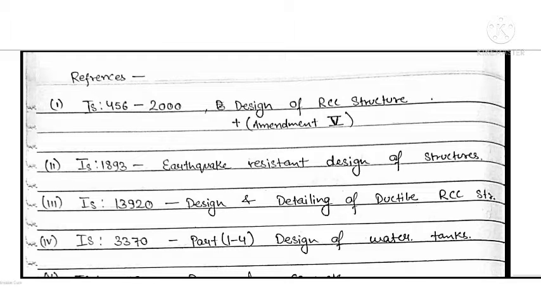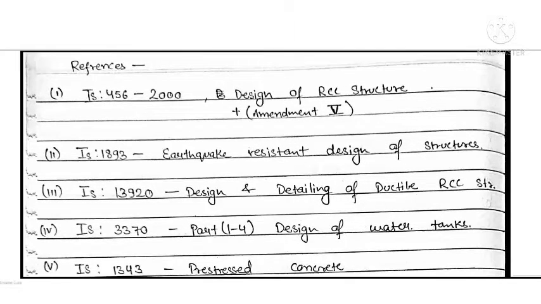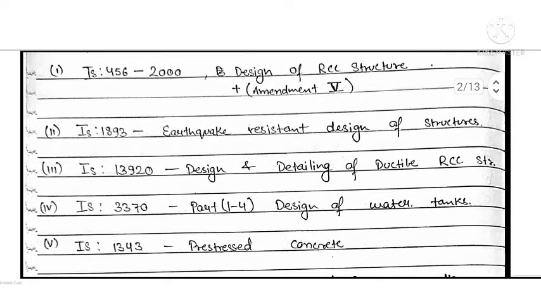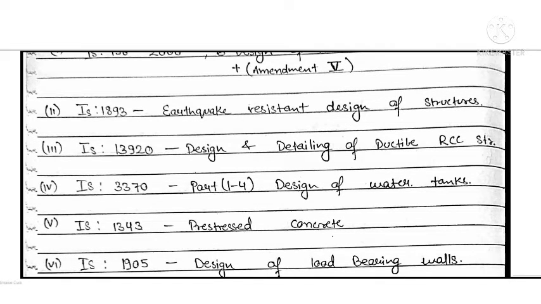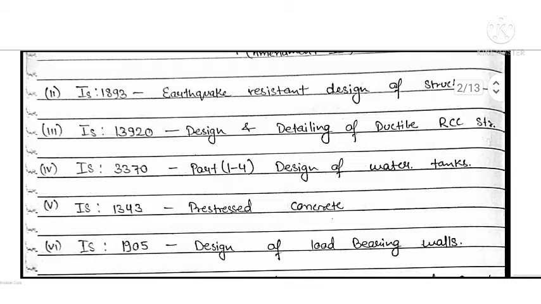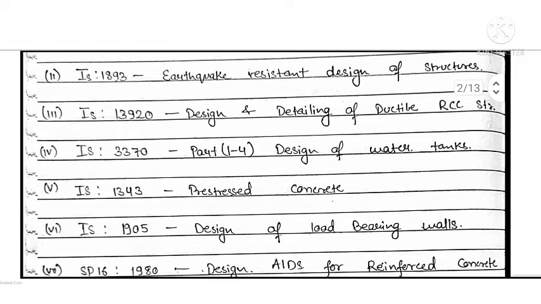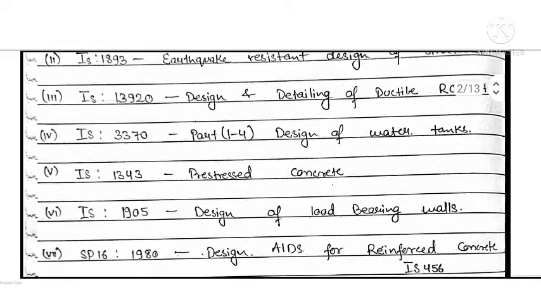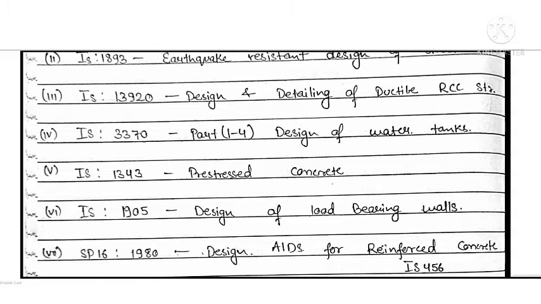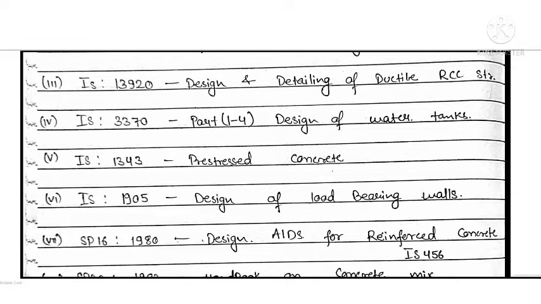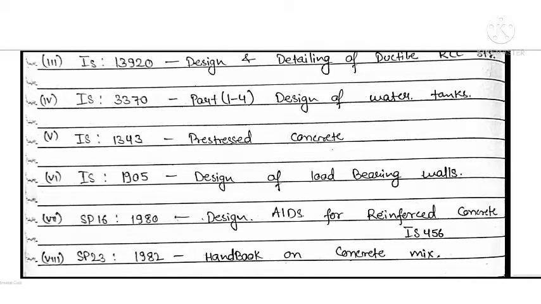Let's see what references we are going to follow in this subject. First one is IS 456-2000, which consists of the designing of RCC structures, and we also have to consider amendment 5 which has been done recently. Second is IS 1893, that is earthquake resistant design of structures, and third is IS 13920, design and detailing of ductile RCC structures. Fourth is IS 3370 part 1 to 4, design of water tanks. Fifth is IS 1343, pre-stressed concrete. Sixth is IS 1905, design of load bearing walls.